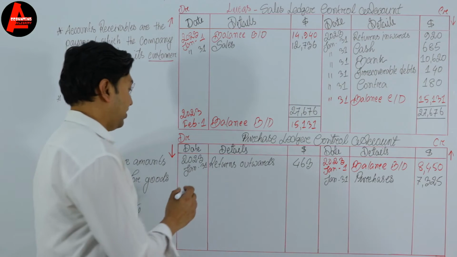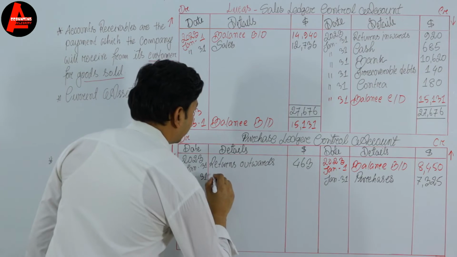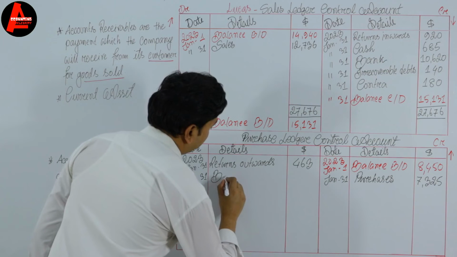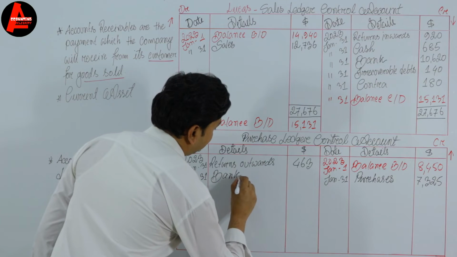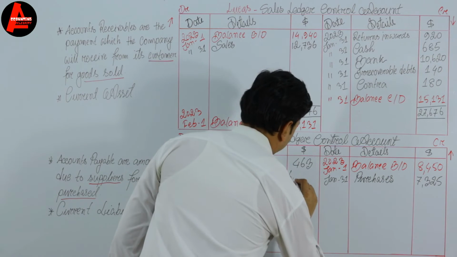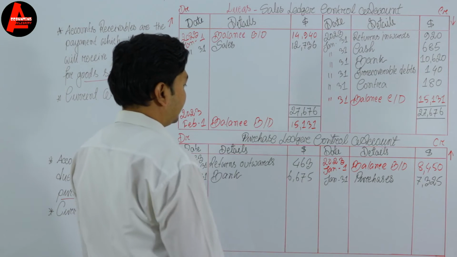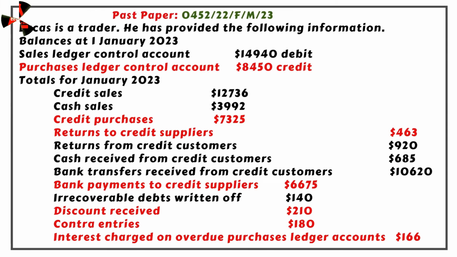Okay, so let us write here the date first, January 31st, as we paid by bank. So in the detail column we will write here bank. Okay, the amount is here $6,675. Okay, great, done.